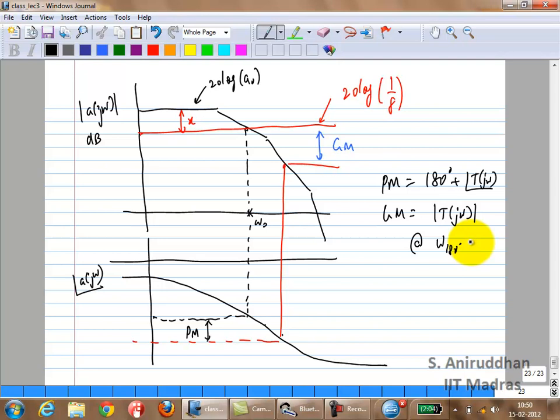So what is phase margin for a single pole system? 90 degrees. Correct? What is gain margin for a one pole system? Phase never reaches 180 degrees, so it's infinity, minus infinity. Okay?